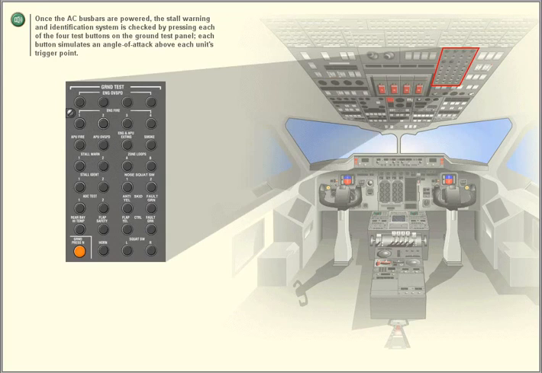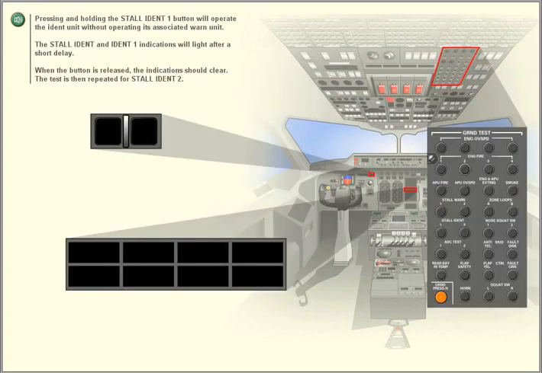Once the AC bus bars are powered, the stall warning and identification system is checked by pressing each of the 4 test buttons on the ground test panel. Each button simulates an angle of attack above each unit's trigger point. Pressing and holding the Stall Identification 1 button will operate the identification unit without operating its associated warn unit.